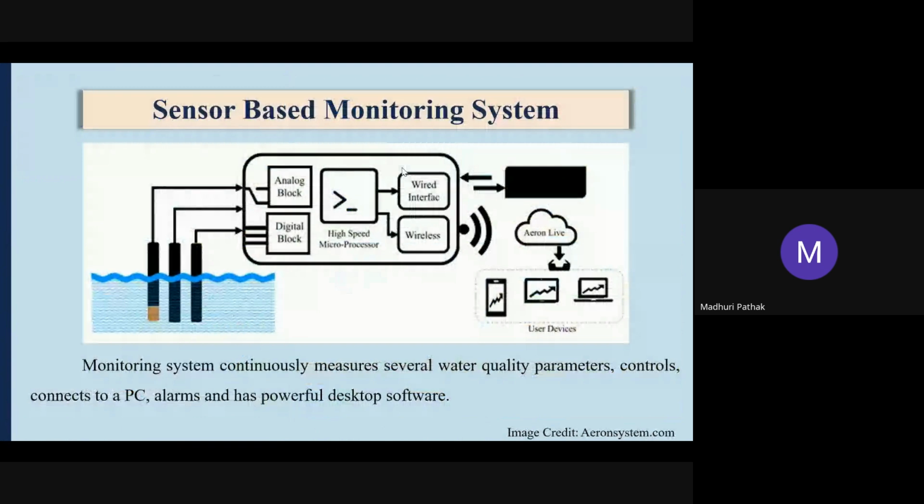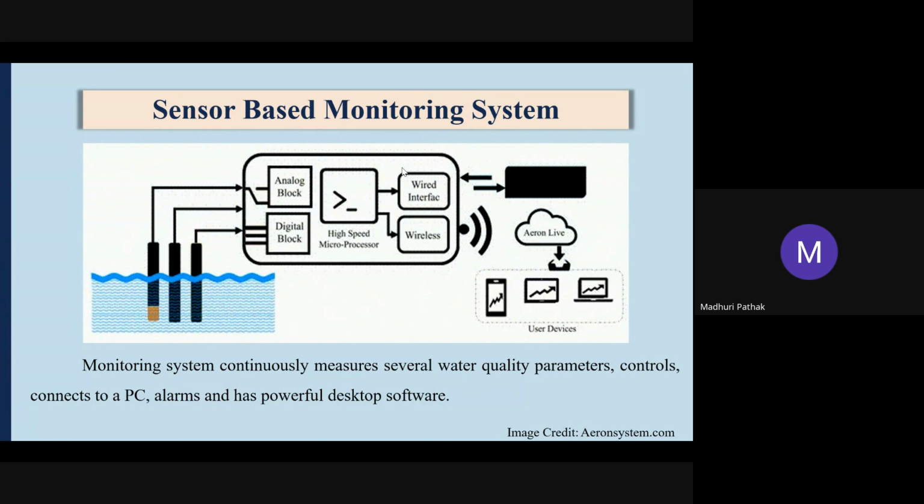So this is the sensor-based monitoring system. The monitoring system continuously measures several water quality parameters, controls, connects to a PC, alarms, and has powerful desktop software. This is all Internet of Things. By using the cloud, the information will go, it will be processed, amplified, and then recorded. So once the reporting system is done, it will put an alarm to you that yes, the pH of the water is very low, temperature is very high, dissolved oxygen is very low.